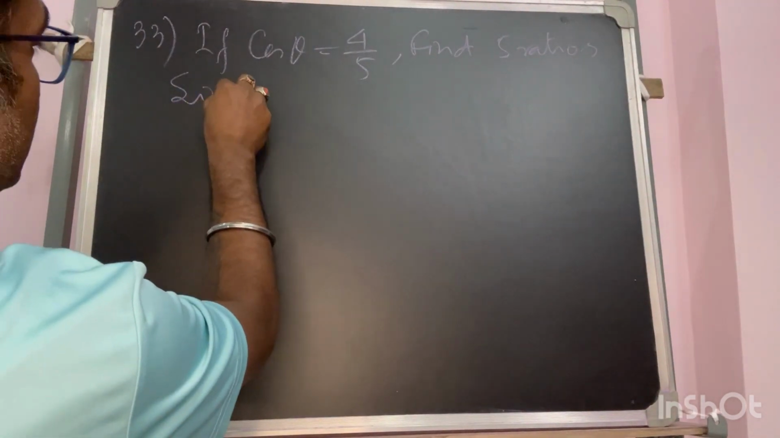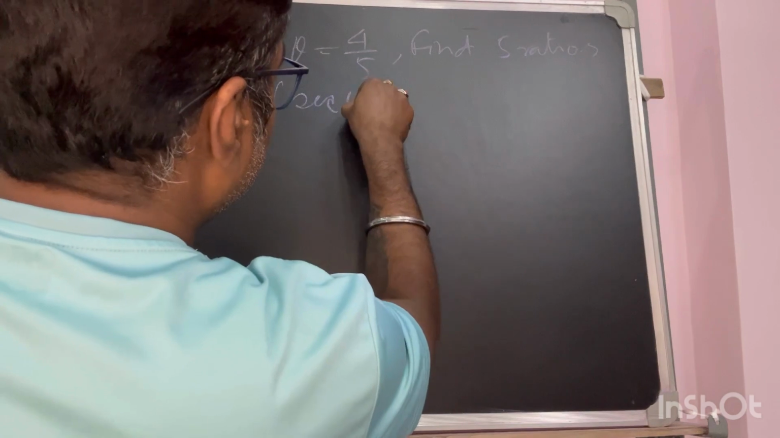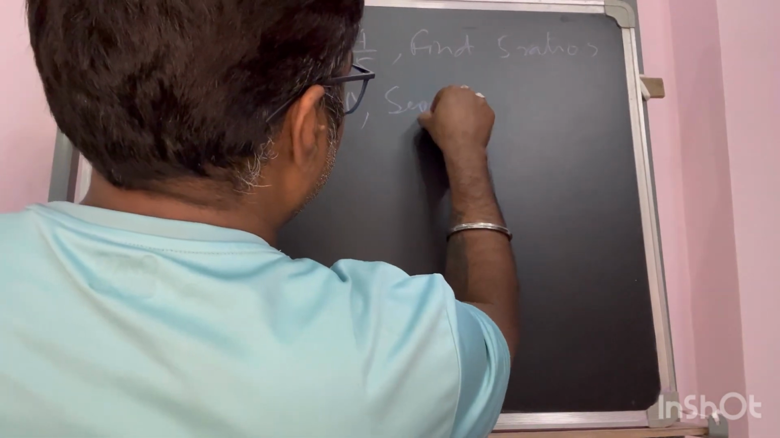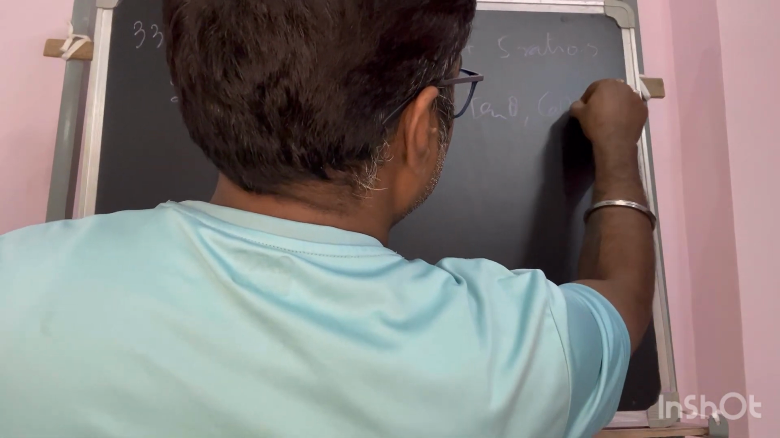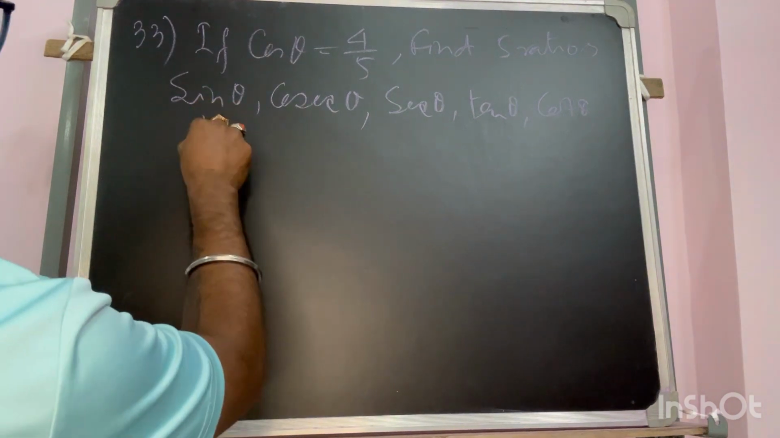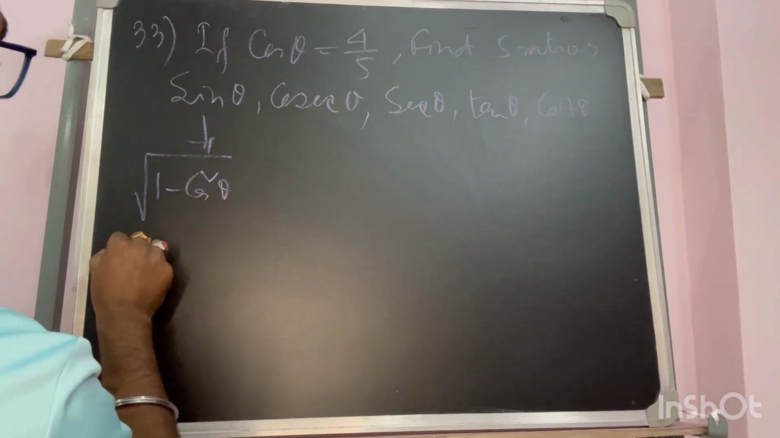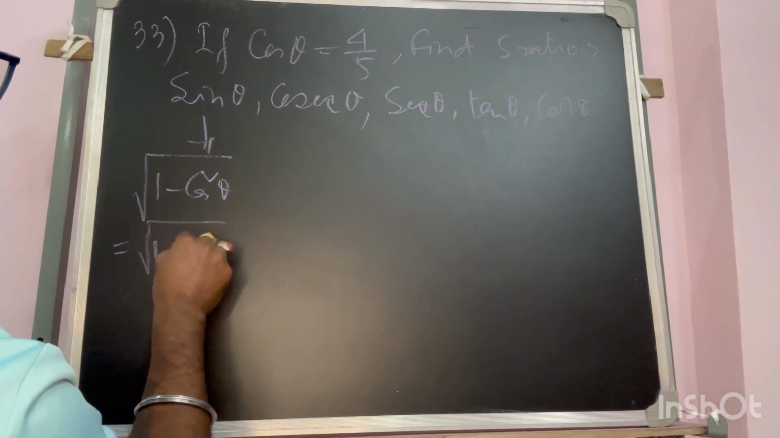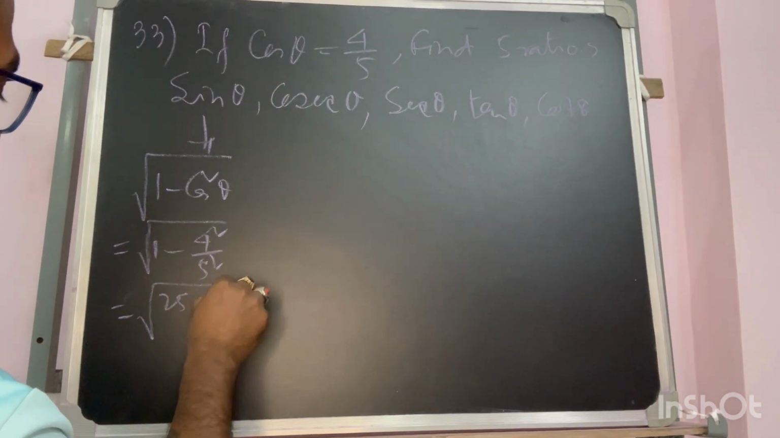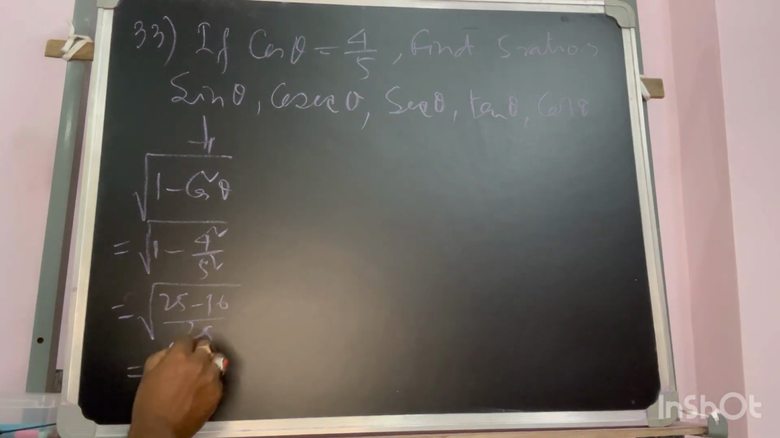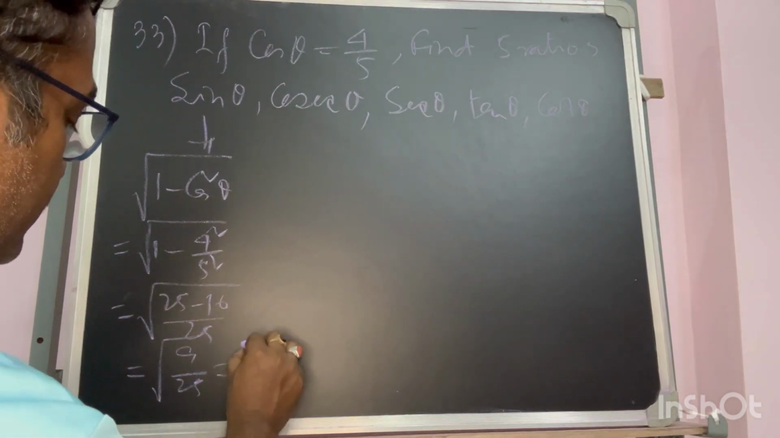We know we are having sin theta apart from cos theta, then cosec, the inverse of sin, sec, the inverse of cos, tan, combination of sin and cos, and cot. These are the other 5 ratios. So sin theta means root over of 1 minus cos square theta, that is equal to root of 1 minus 4 square by 5 square, that is equal to 25 minus 16 by 25, that is equal to 9 by 25 under root, that is equal to 3 by 5.